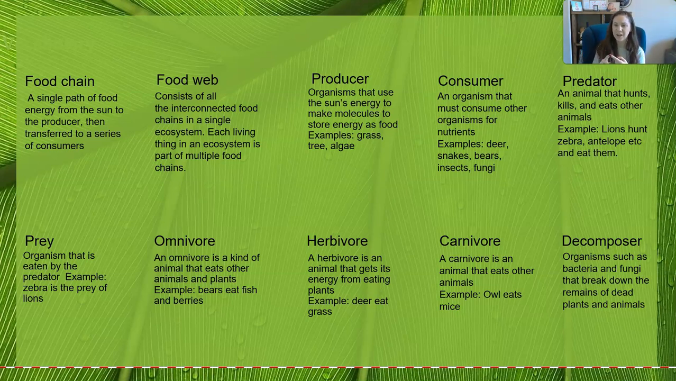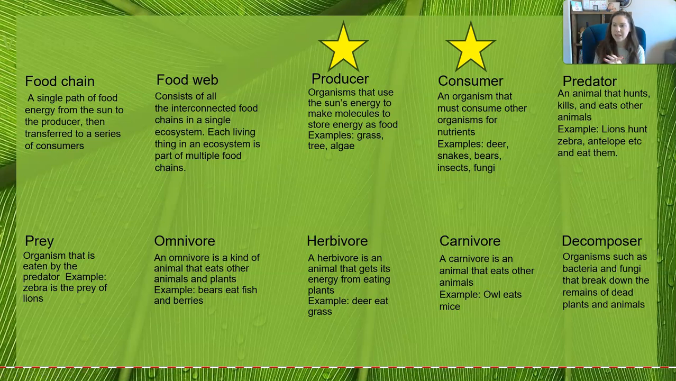You know, omnivore. Omnivore is an organism or an animal that eats both meat and plants. Herbivores only eat plants, carnivores only eat meat. The other one that you might not be as familiar with is decomposers. So these are organisms like bacteria and fungi, and they break down the remains of dead plants and animals, okay? They decompose that organism.